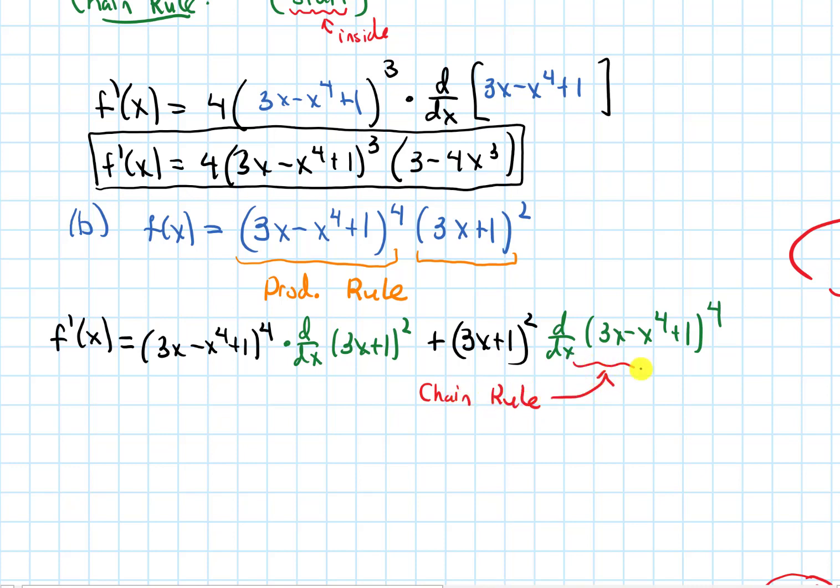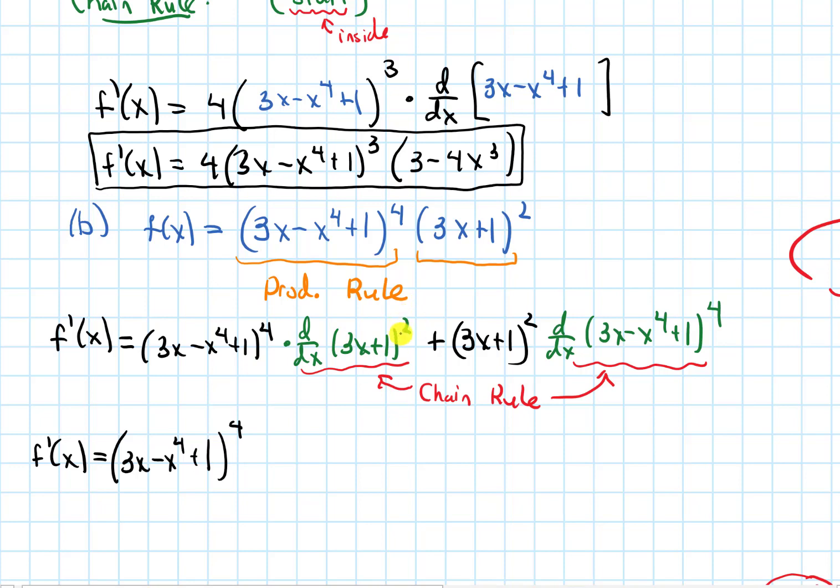So we already did this one in part A, that's the chain rule, and this one's also going to be chain rule. Okay, so if we do these remaining derivatives, we get f prime of x equals 3x minus x to the 4th plus 1, to the 4th. And now for this derivative, I deal with the outside thing first.